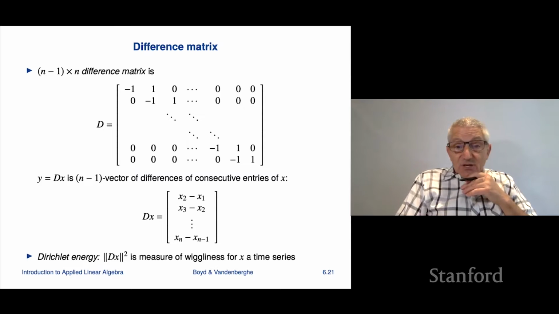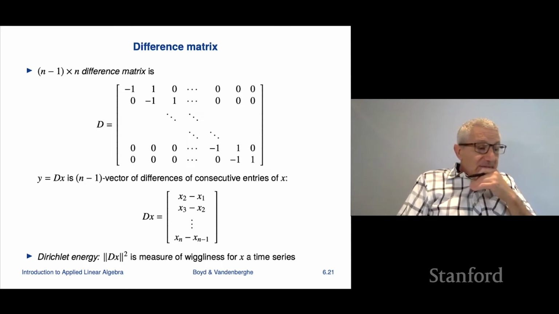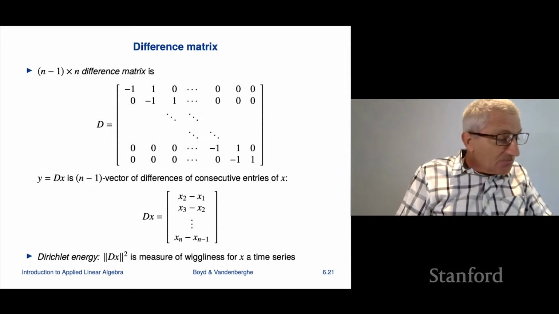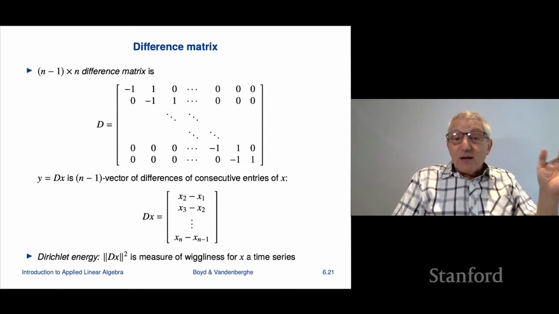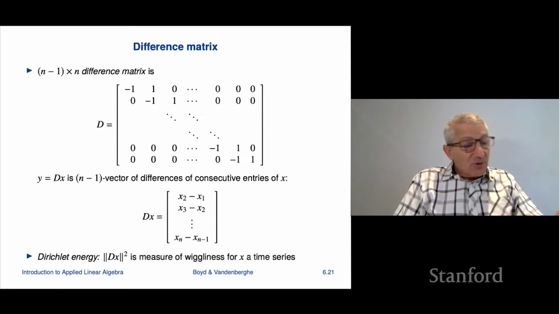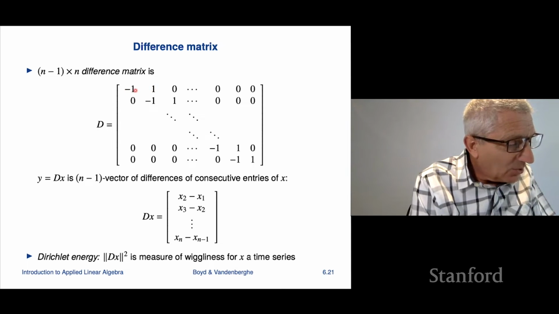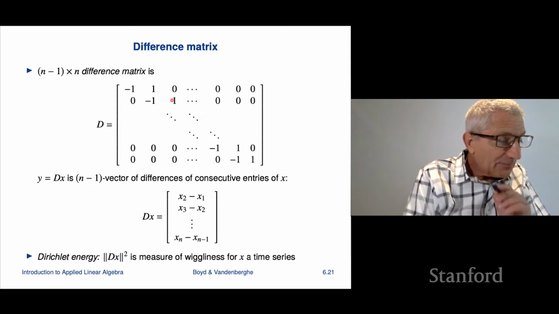Okay, here's a matrix which illustrates what I was just talking about perfectly. It's the n minus 1 by n difference matrix. Here's D. It's very sparse, right? By the way, most of the entries are 0. A few entries are minus 1 and some are plus 1. So here's what it looks like. It says minus 1, 1. Then the next row is all zeros, 0, minus 1, 1.